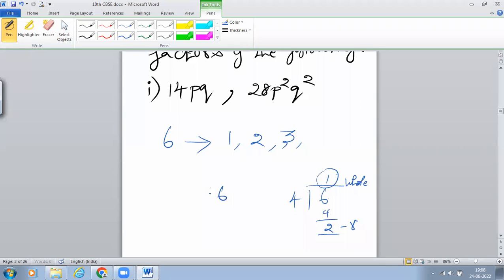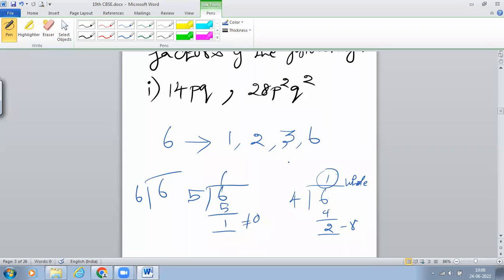Now please check for the number 5. Is 6 exactly divisible by 5? No, because 5 ones are 5. What is the remainder? 1. The remainder is not equal to 0. Therefore 6 is not exactly divisible by 5, so 5 is not a factor of 6. Now, is 6 exactly divisible by 6, the same number? Yes. Because every number is exactly divisible by itself.